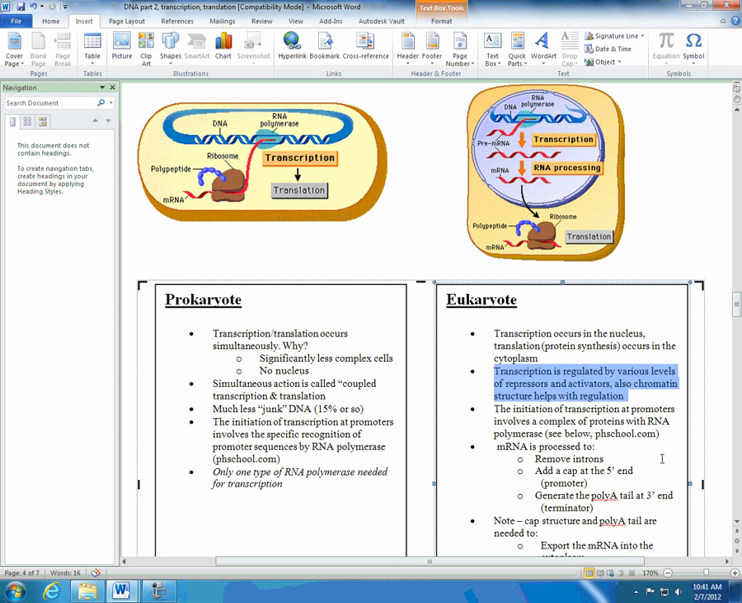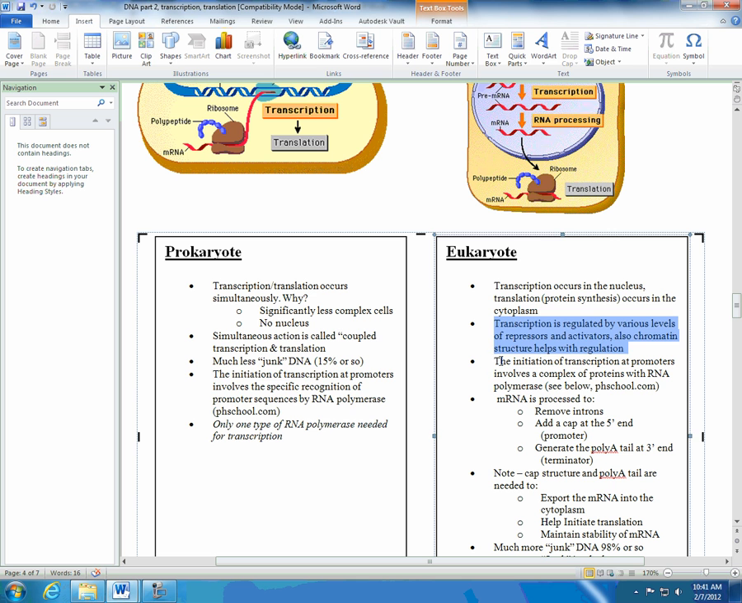The initiation. So let's compare. I was talking about how these two are a little different. The initiation of transcription at promoters involves a complex of proteins with the RNA polymerase. A little different than before. Here, prokaryote, we didn't need a whole bunch of proteins.